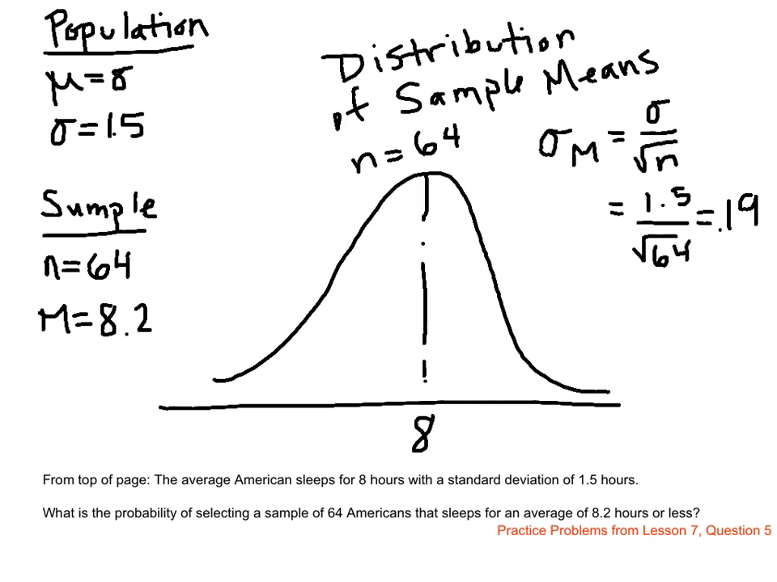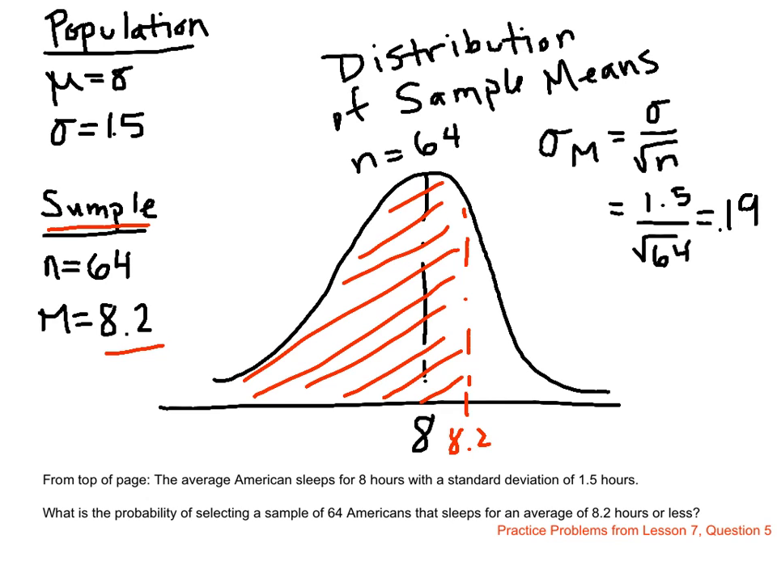Now I'm going to locate my sample, and I'm going to use red to locate this sample here. 8.2 is about here. And I want to know the probability of getting 8.2 or less. So I'm going to shade this way. And this here is the farthest tail. So I know I'm going to use column B.